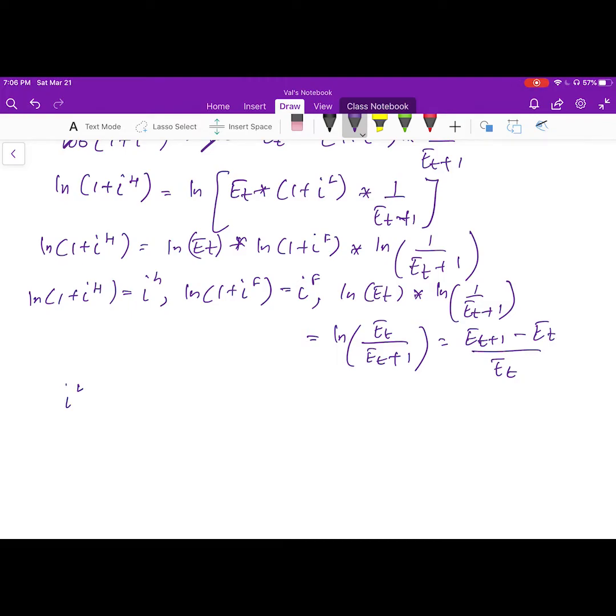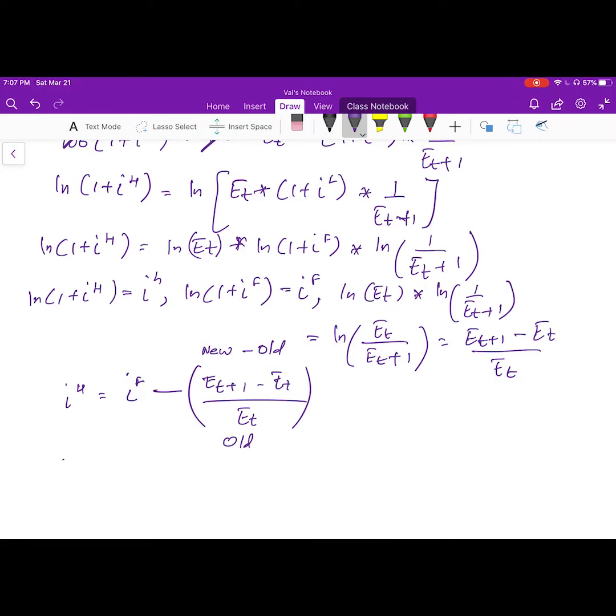You're left with i_h equals i_f minus e_t plus 1 minus e_t divided by e_t. Look here what we have. This is t plus 1, today plus 1 is always tomorrow. So this is tomorrow. This is today. This is also known as new minus old over old, which is the same as percentage change. Percentage change of what? Percentage change of the exchange rate.